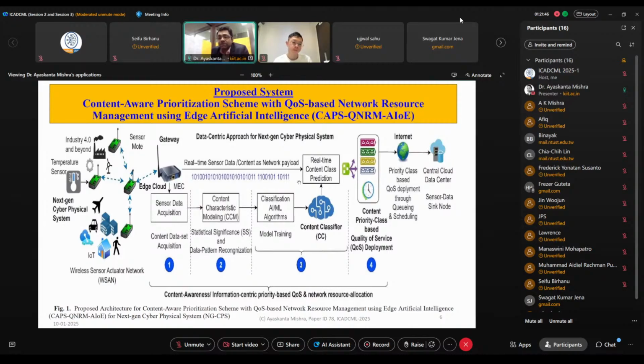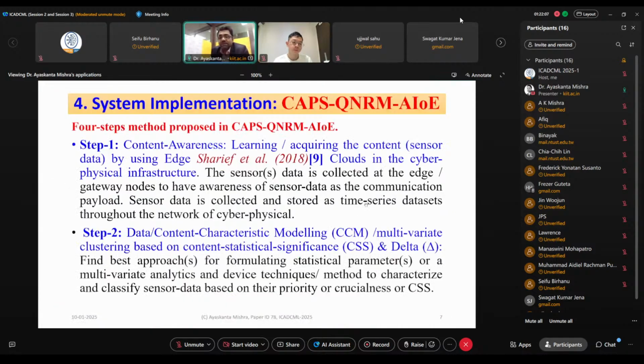And based on the class of the priority, we are going to profile them and provide them different quality of service resources, so that depending upon the priority of the sensor data, they will be getting the appropriate kind of network resources. So critical data can be treated with a high priority. So these are the steps as we have discussed in the architecture.